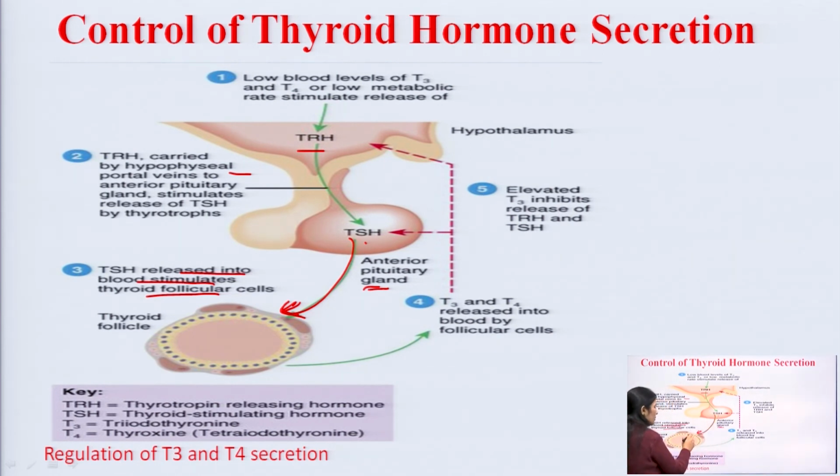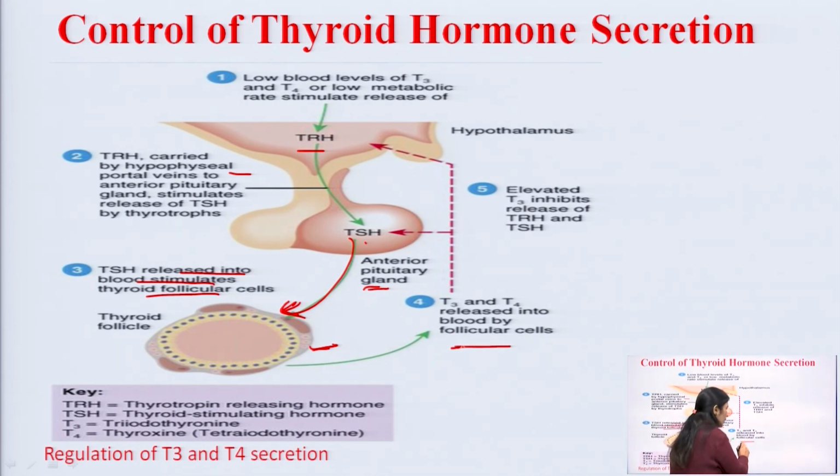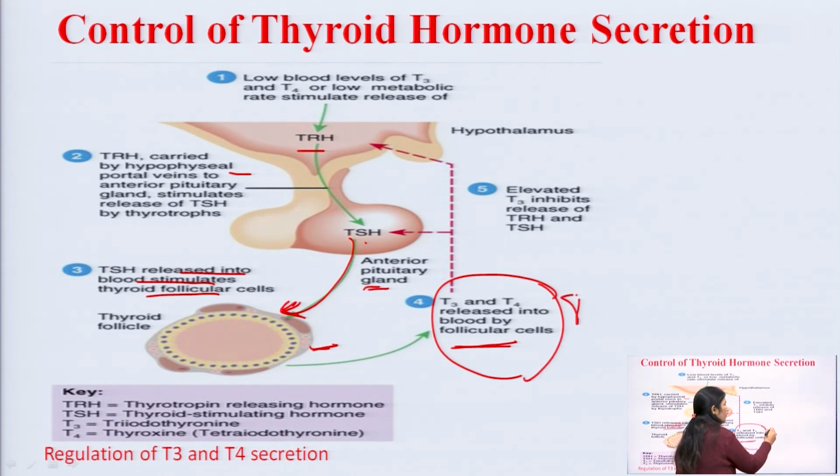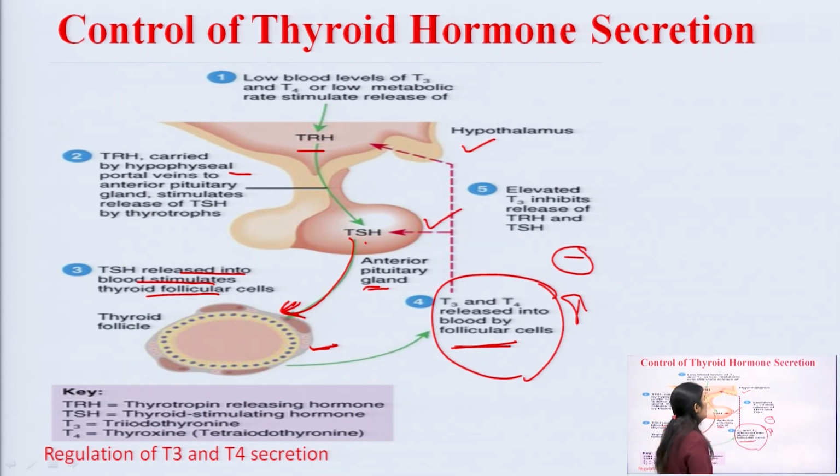This TSH will stimulate the thyroid follicular cells to synthesize T3 and T4, that is thyroid hormone, and then T3 and T4 are released into the blood by the follicular cells, and as soon as the level of T3 and T4 rises, it will inhibit the release of TRH from the hypothalamus and inhibit the release of TSH from the anterior pituitary by negative feedback mechanism.